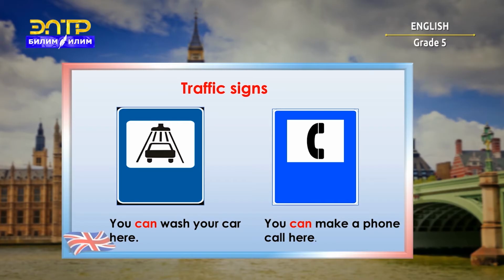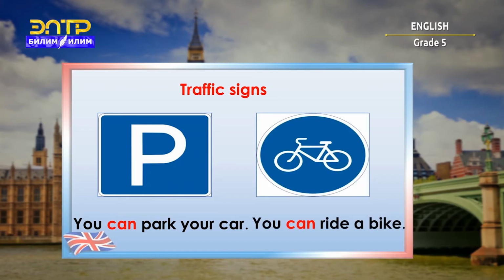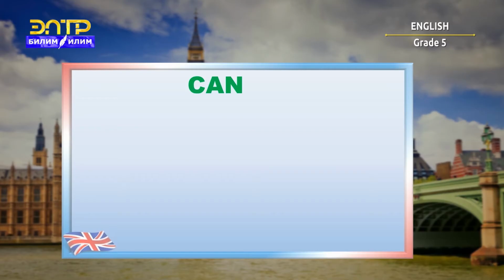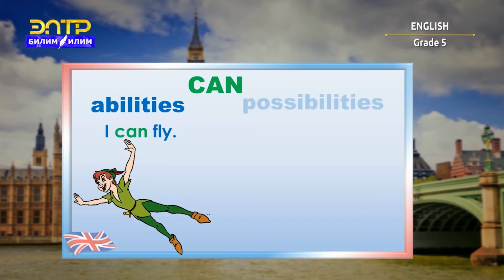Let's learn more traffic rule signs. You can park your car. You can ride a bike. Remember, you can use modal verb can for abilities and possibilities.